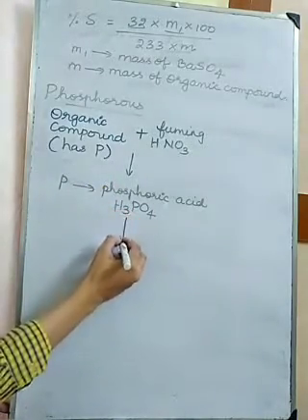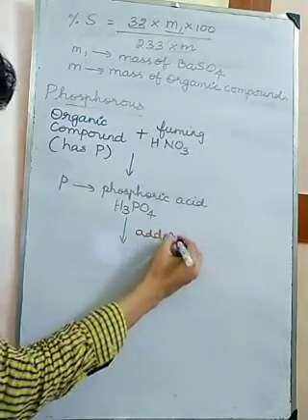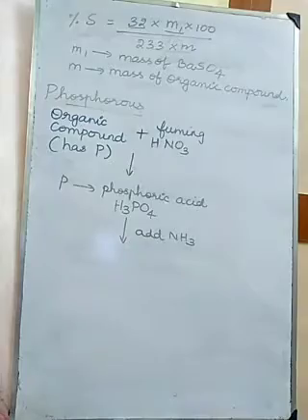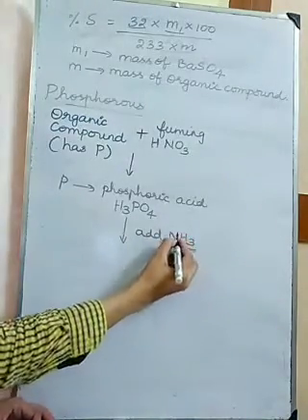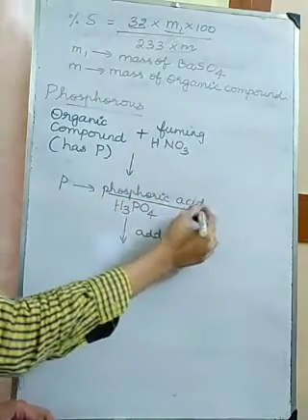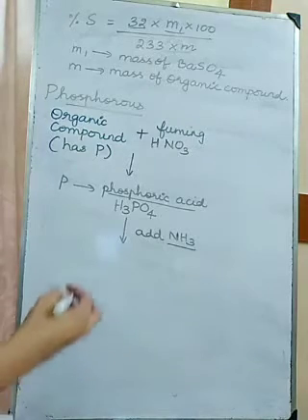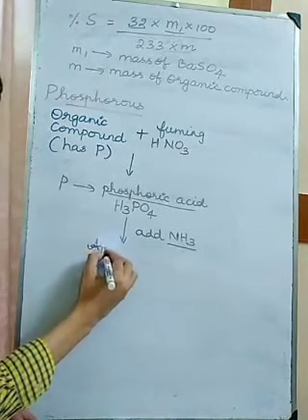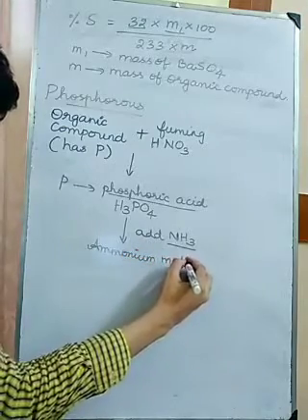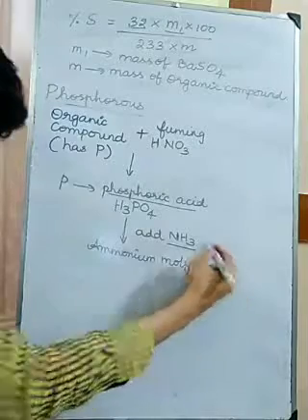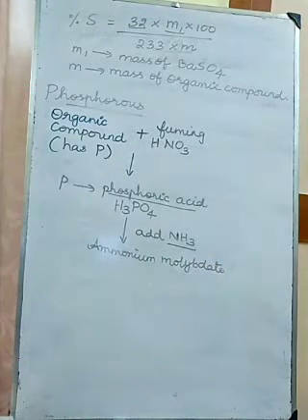So to precipitate it, we have to add ammonia. As I already told you, this ammonia is a base, phosphoric acid is acid. So acid plus base will give salt and water. So what salt will be formed? You will get ammonium molybdate.